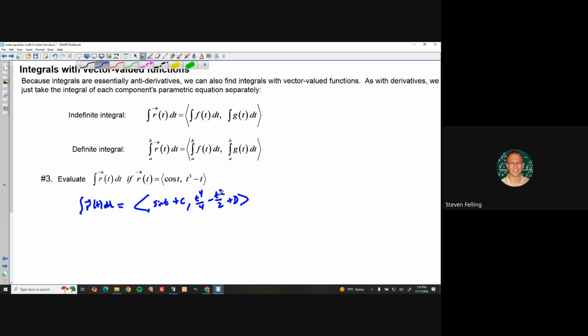So each independent term has its own constant. Now, some people prefer to write it this way, sine of t, and then t to the fourth over 4 minus t squared over 2, and then combine the constants together into their own vector. So this is C, but we write that just as a vector of constants. If you prefer, you can do that. I have over the years found that people make fewer mistakes when they put separate constants in there.